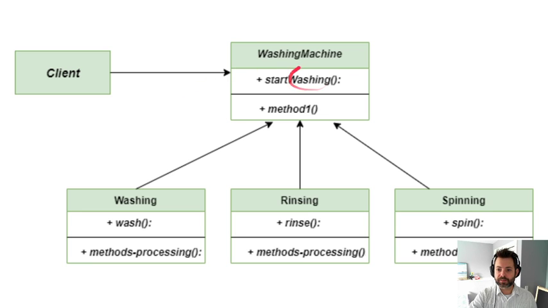So what the washing machine is going to do here is call wash, then call rinse, then call spin. Again, this is a very simplistic abstraction. You're basically just providing that nice interface to the user.